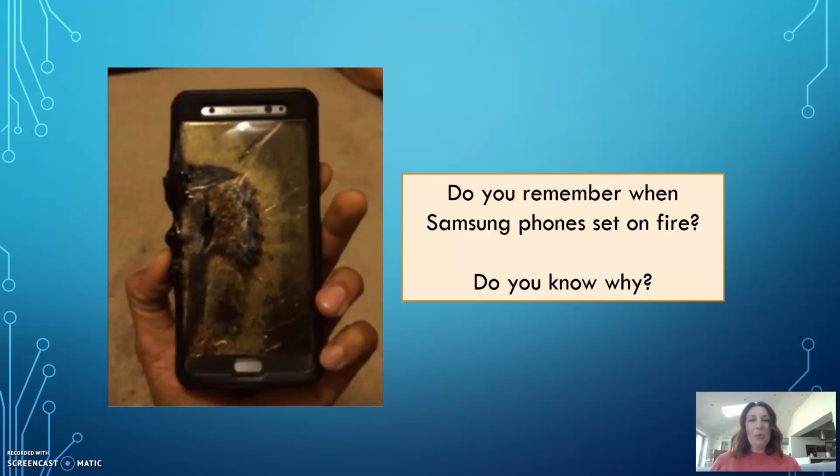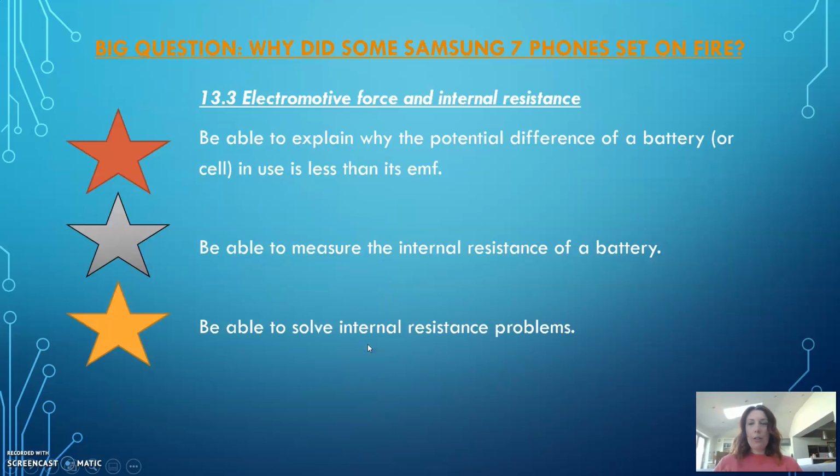And the first question I want you to consider as we go through is, do you remember that time when loads of Samsung 7s, I think, set on fire? I just wondered if you knew the reason why, and maybe you might know the reason why by the end of this slideshow. So, big question, why did some Samsung 7 phones set on fire?